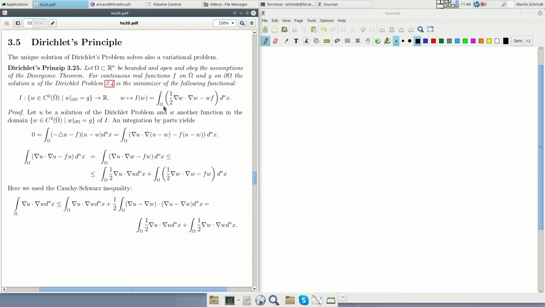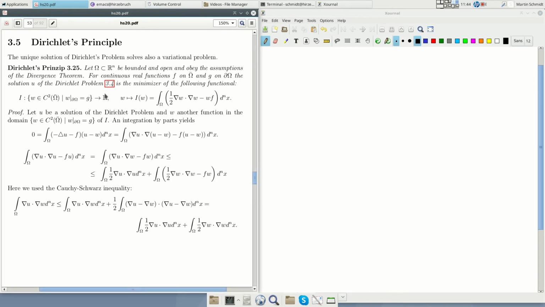Okay, now we remark that in the expression of the functional itself, only f shows up. The dependence on g is put in the domain of the function. We consider functions which take on the boundary the values given by g, and the inhomogeneity we put in the functional itself.